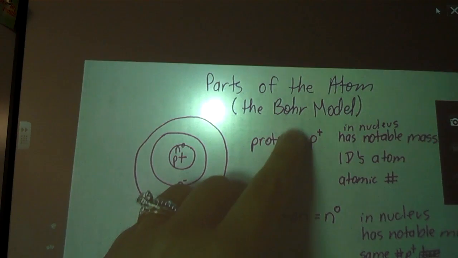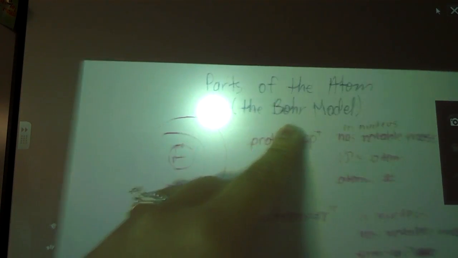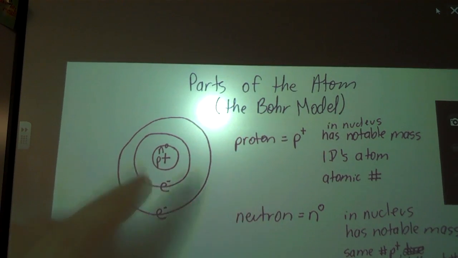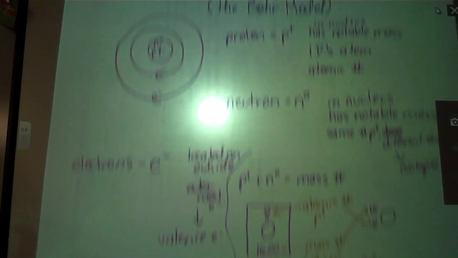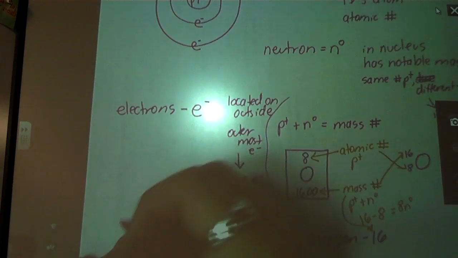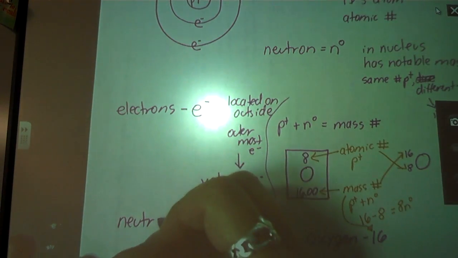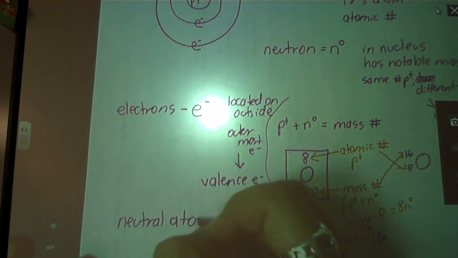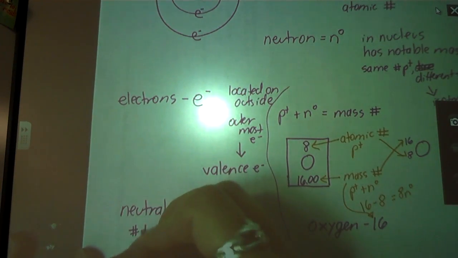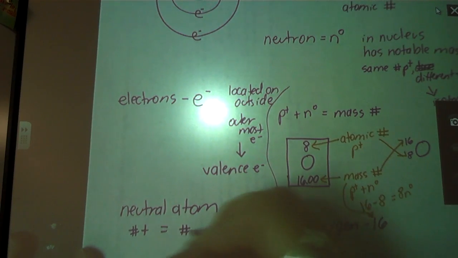The Bohr model, which is kind of my whole goal with this video, is to teach you how to do that. I may run out of time. The Bohr model takes the electrons and organizes them into rings. All we can determine initially from the periodic table is just how many there are. And for a neutral atom, that means that our number of positives has to equal our number of negatives.